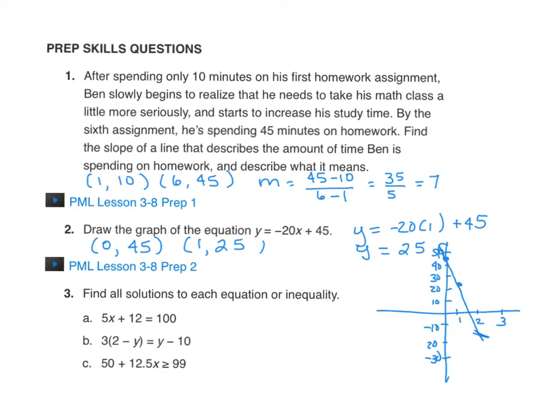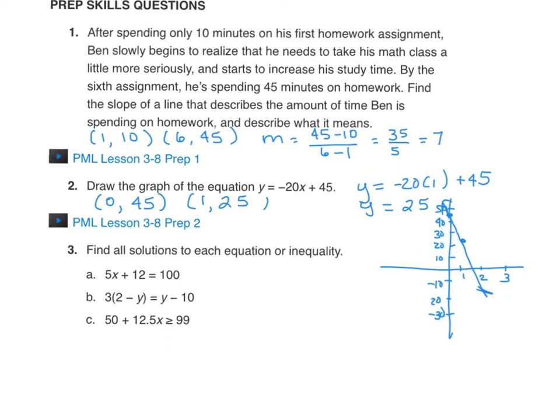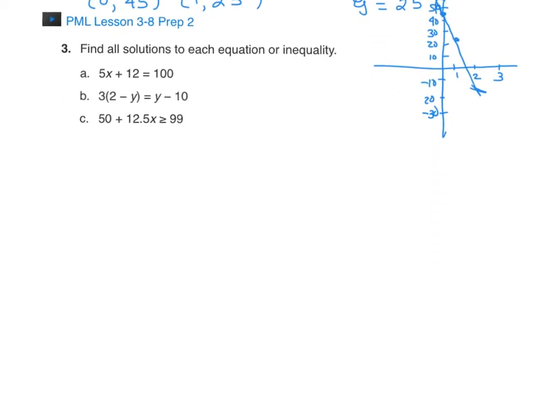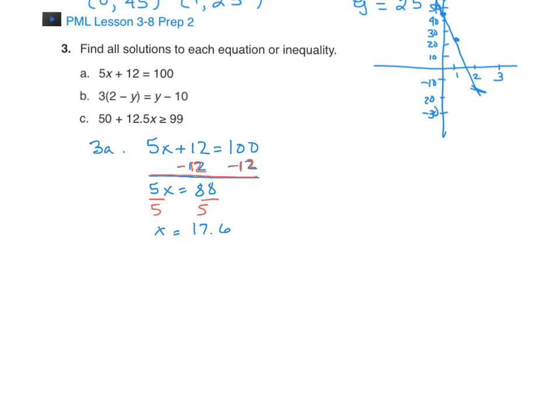All right. For number 3, they're asking us to find all the solutions to the equation or the inequality. So 3a, go ahead and write that down. And why don't you pause this and see how you do. Okay, I subtracted 12 from each side and got 5x equals 88. Then I divided both sides by 5. I end up with x equals 17 and 6/10.